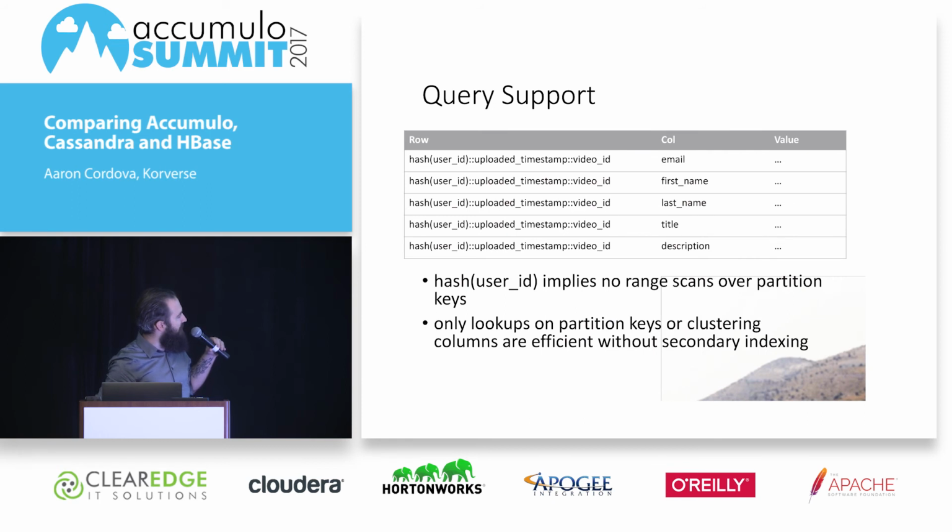So as you might guess, if you're used to using Accumulo, having a hash of the user ID be the first thing you query on means you can't do range scans on user IDs because the hash destroys any locality you had in the user ID by design. And then only these lookups on partition keys or clustering columns are efficient without secondary indexing.